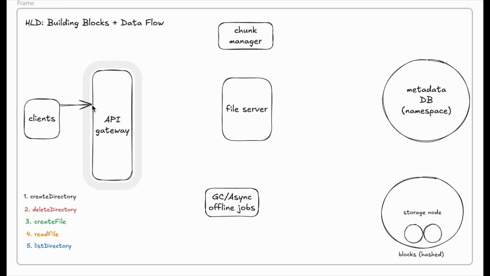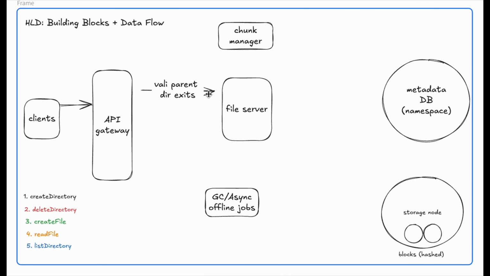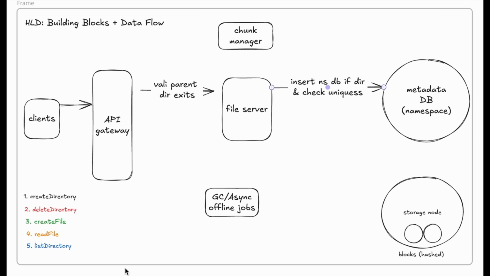Create directory. When a user attempts to create a new directory, the request first passes through the API gateway and reaches the file service. The file service parses the full path and checks whether the parent directory exists in the namespace. If the parent is valid and the target path is not already taken by an existing file or directory, it proceeds to insert a new directory entry into the metadata database. This entry links the new directory to its parent, updating the hierarchical structure. This flow ensures that only valid paths are created and preserves the integrity of the overall directory tree.